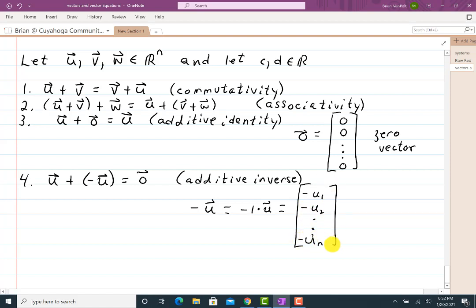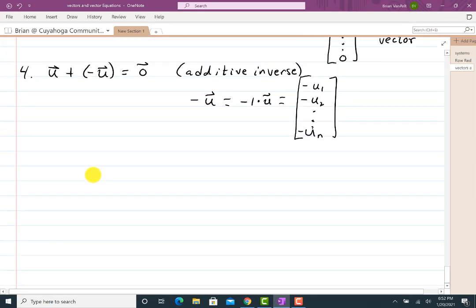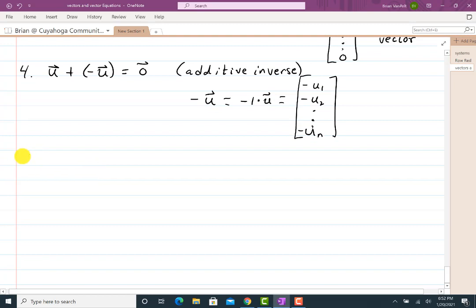Basically I'm putting a negative in front of every component inside of the vector u. So it should make sense when I add these together that I'll get a vector of all zeros. Now let me involve the scalars.